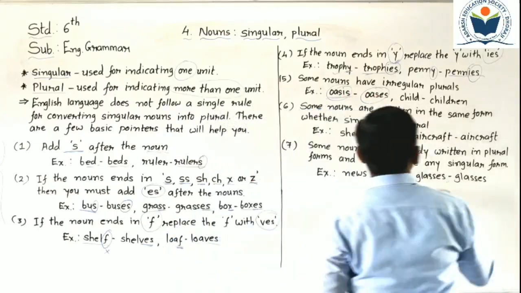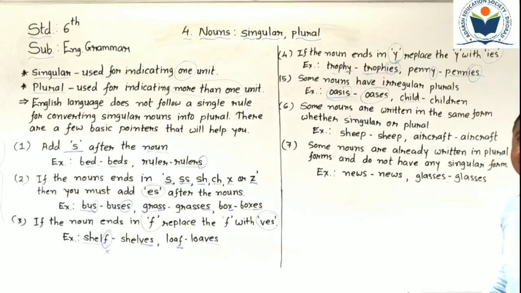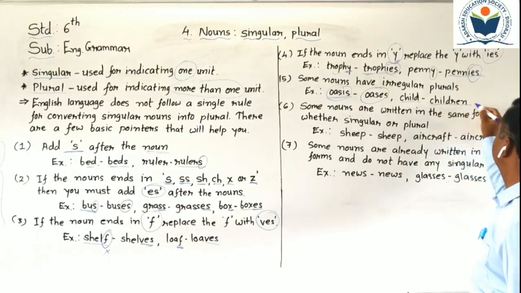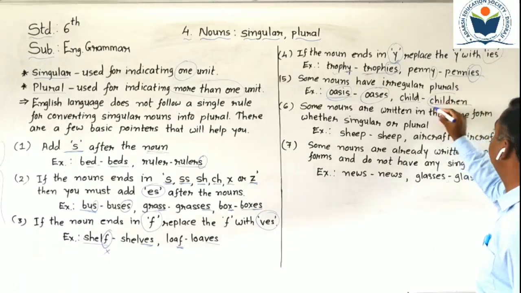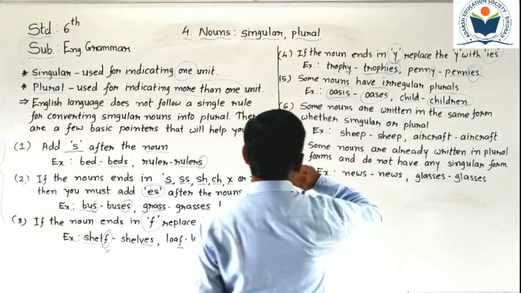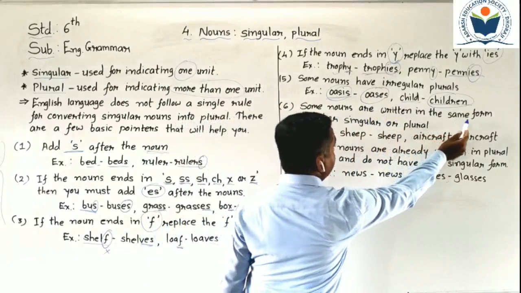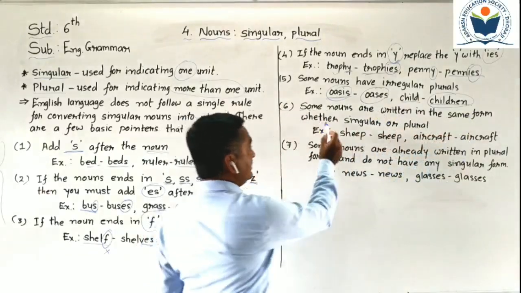Now the second example: child. A single child, we are talking about the singular form, child. But when we are talking about more than one child, it becomes children. So the plural form is totally different from the singular form. That is the fifth rule.